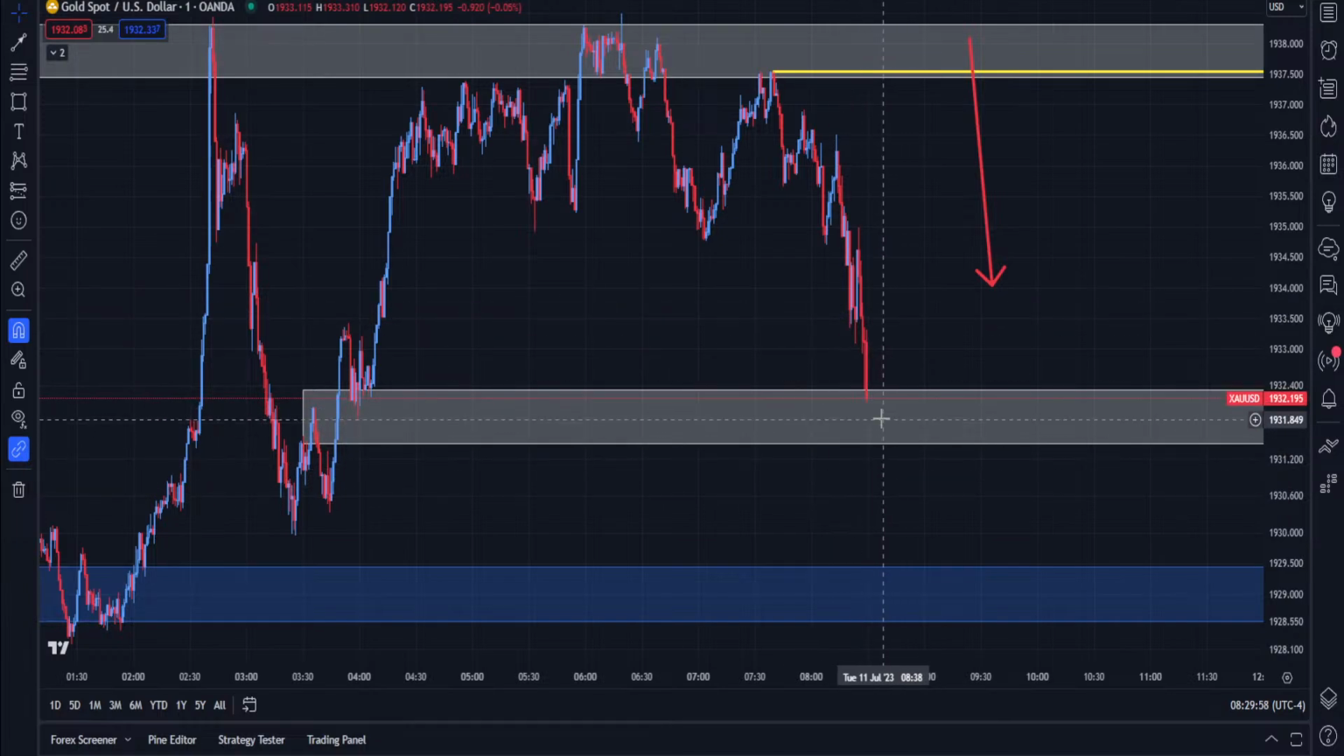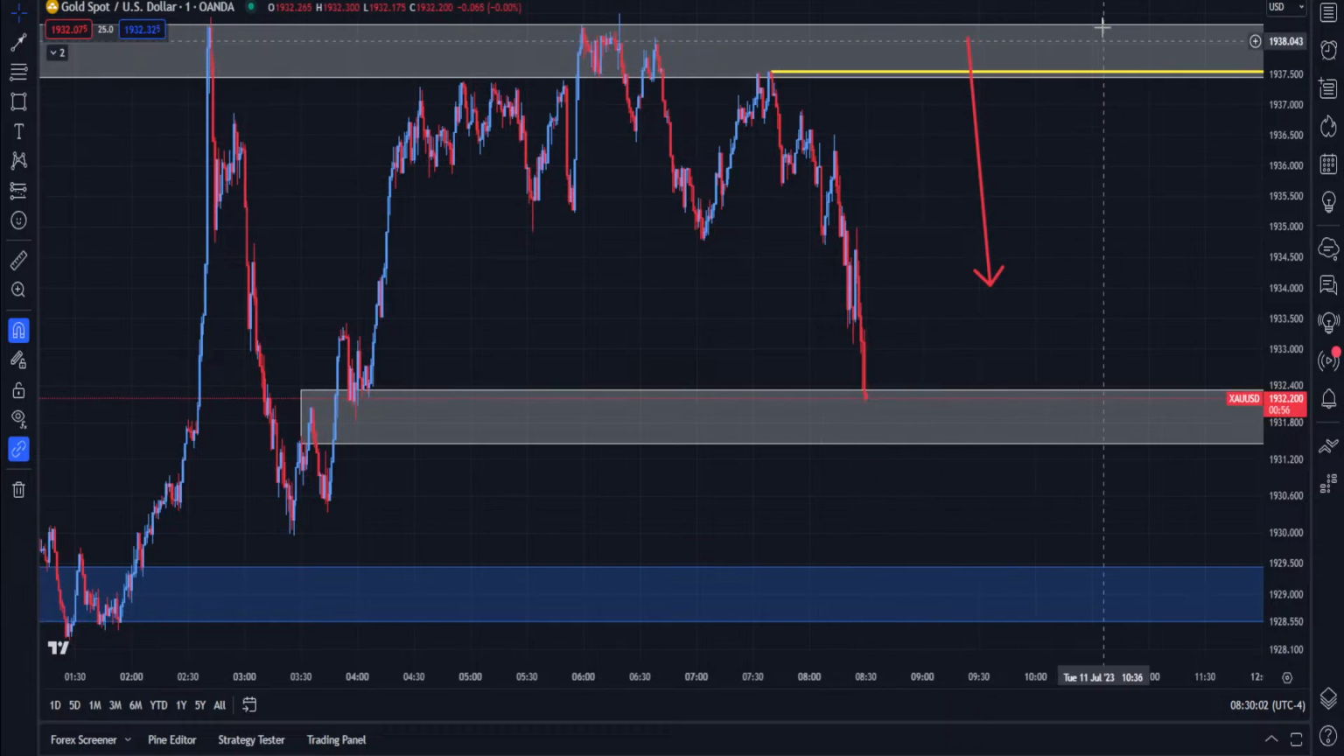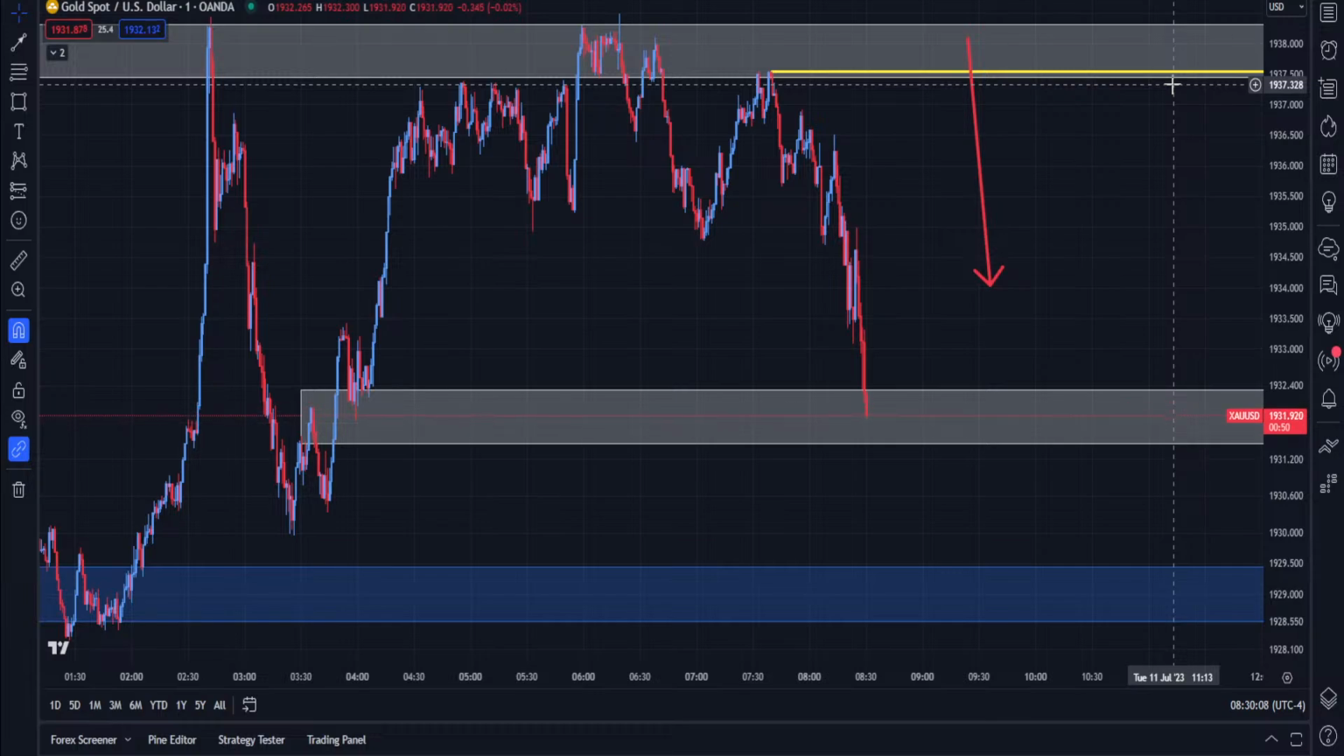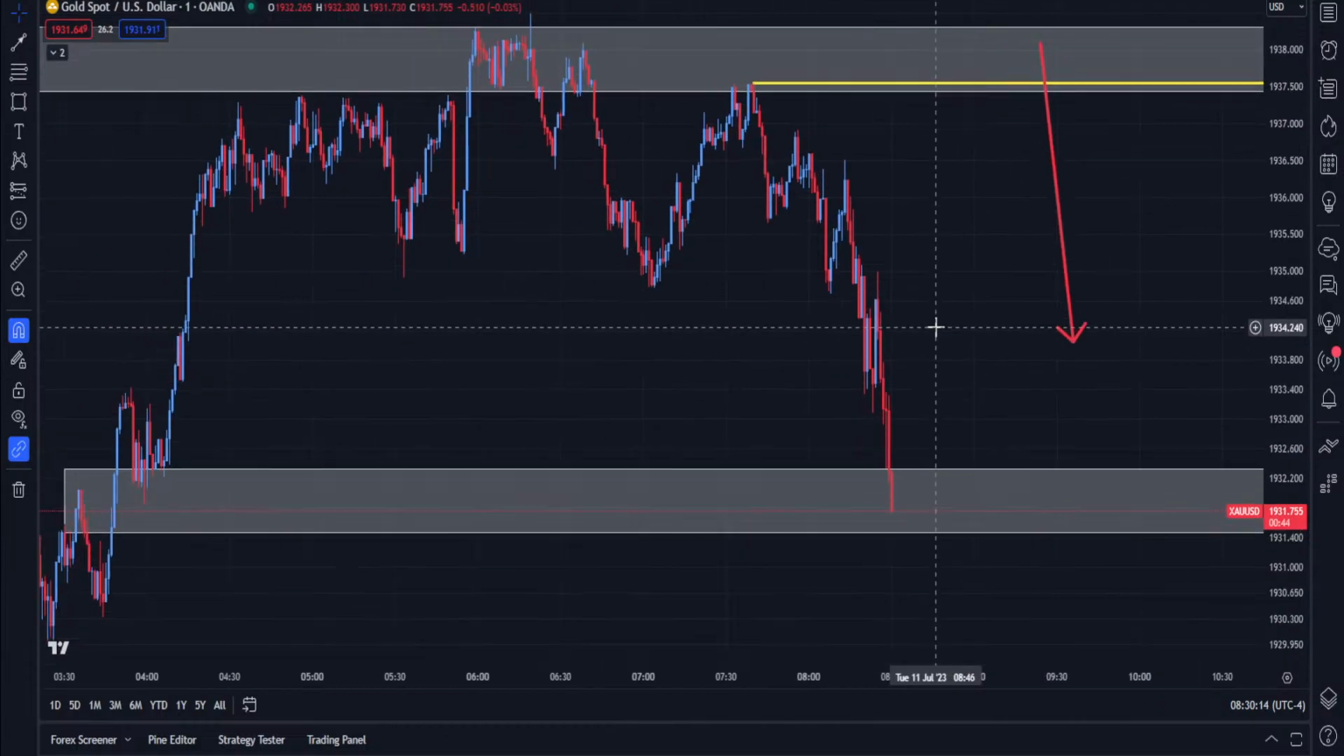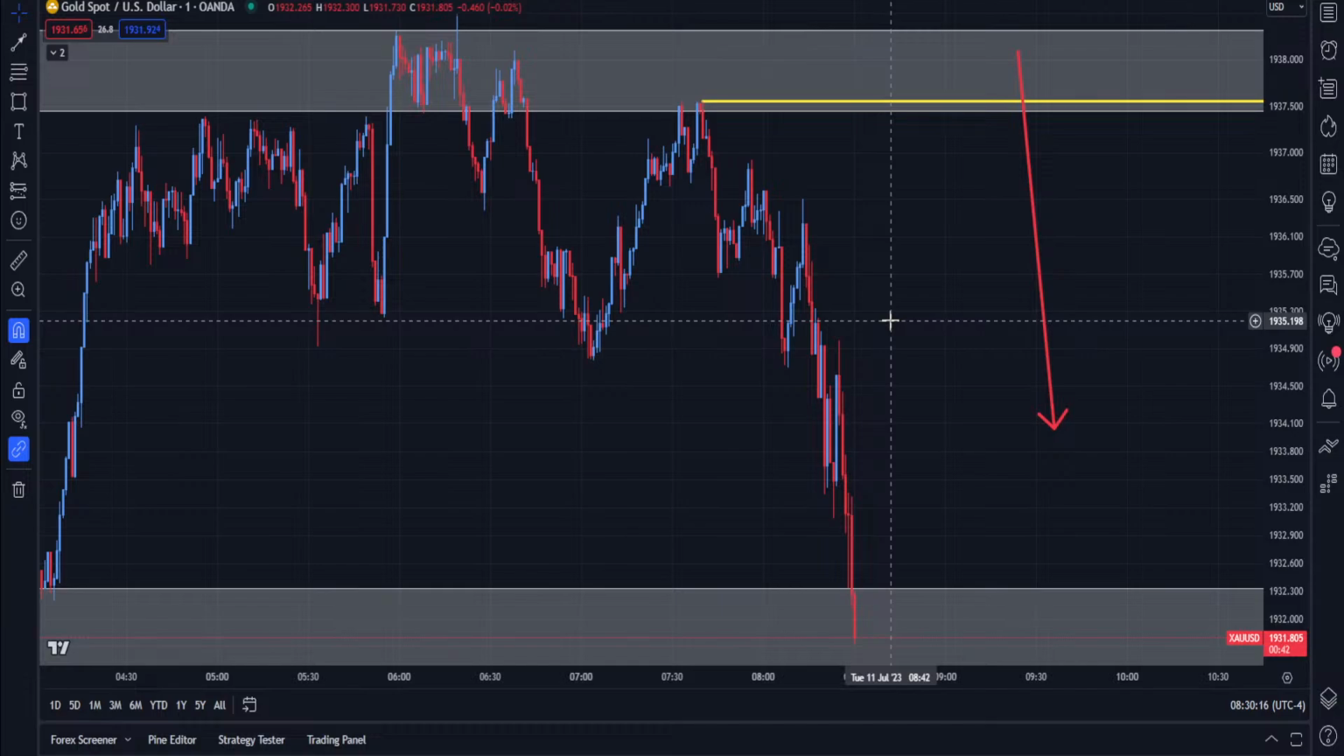And obviously if it goes lower than this, it's probably not going to come back up here unless it wants to go higher. So this is not good. But we'll see. We will see.